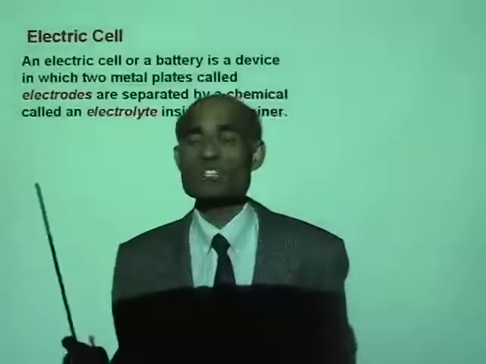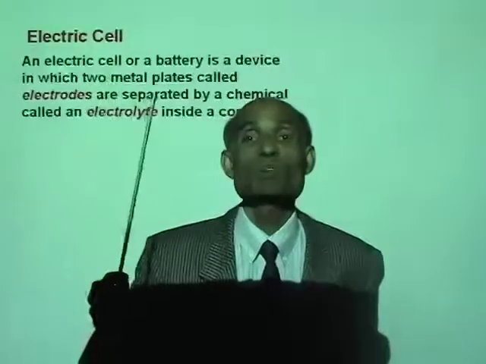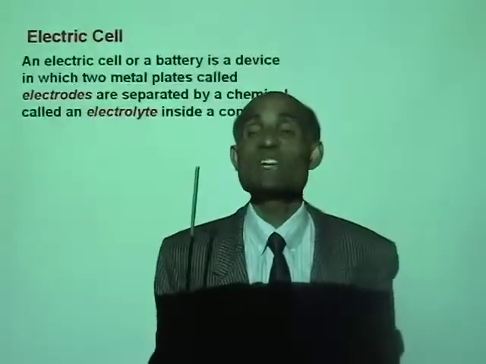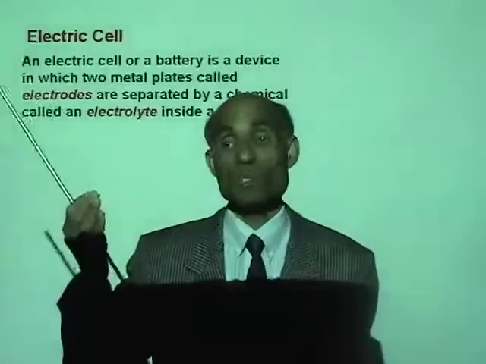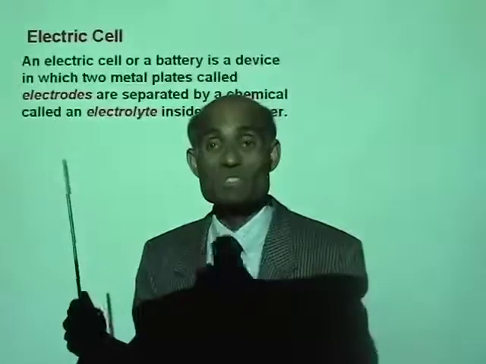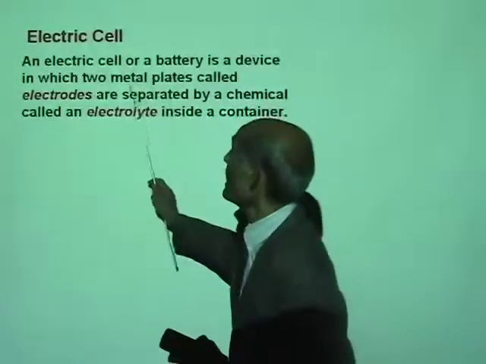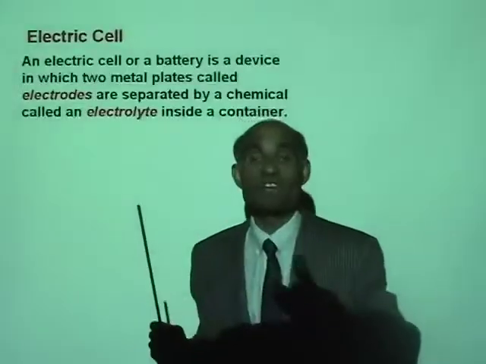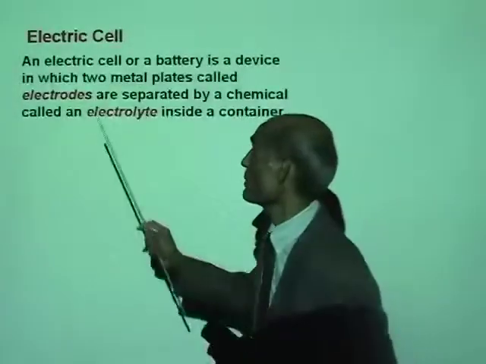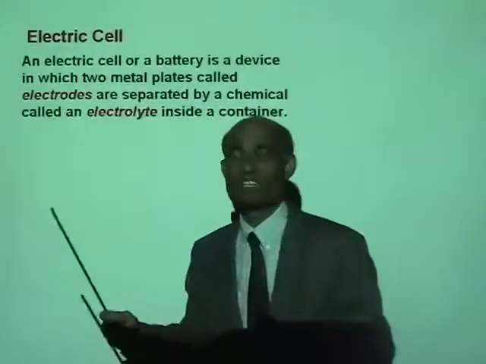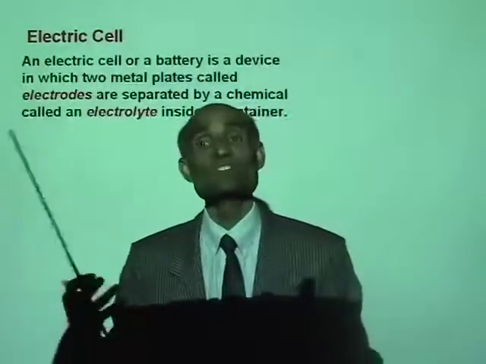In my demonstration, the copper is the positive electrode, zinc is the negative electrode. You see, because copper becomes positively charged, zinc becomes negatively charged. So a cell has two electrodes, a positive electrode and a negative electrode. And these electrodes are inside an electrolyte. The acid I used is the electrolyte.